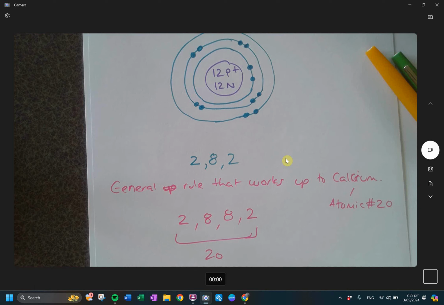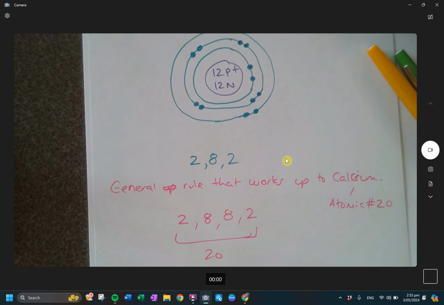Okay? So when you guys are drawing electron configurations, 2 electrons in the first shell, 8 electrons in the second shell, 8 electrons in the third shell, 2 electrons in the last shell. You have to fill the first shell before moving on to the next shell. You can't just put them wherever you want. Okay? Is that all right with an instruction? All right. You guys ready to practice?